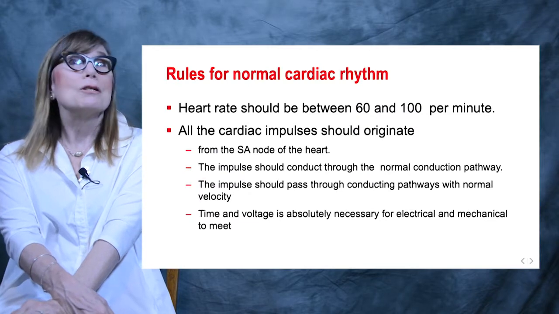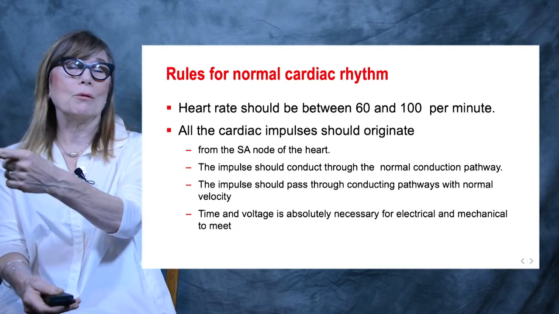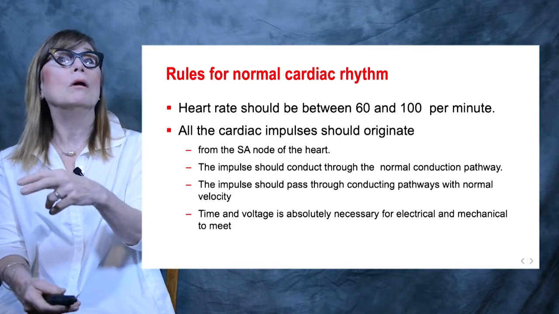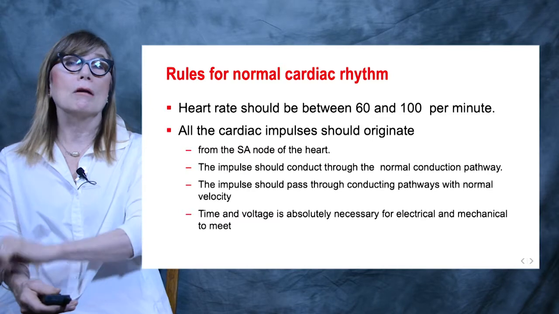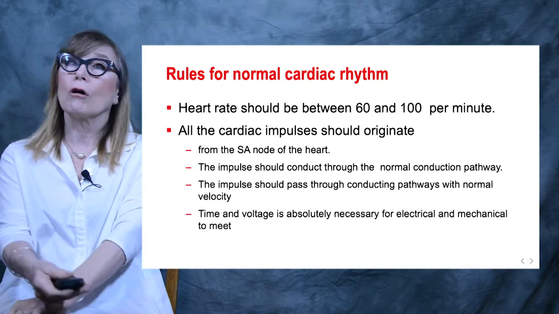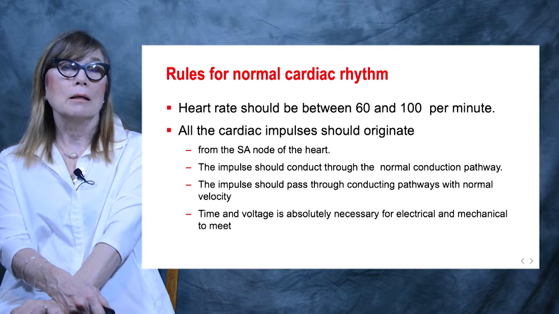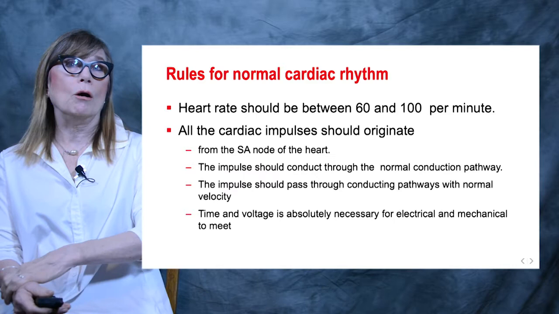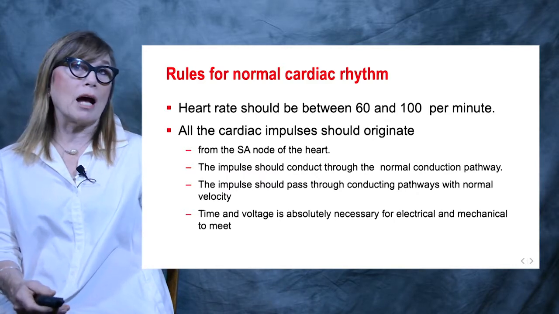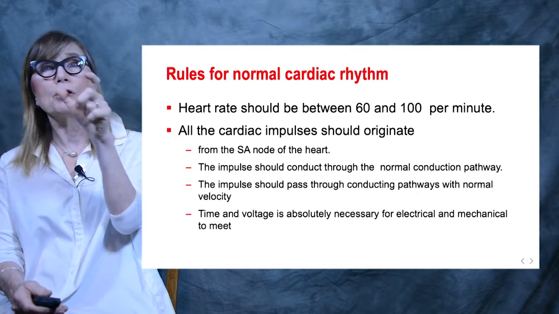All right, so rules for normal cardiac rhythm. Every P should have a QRS. P to P should equal R to R, or QRS to QRS. PR interval should be constant, and the overall heart rate should be between 60 and 100 per minute. All impulses should originate from the sinus node, and you know they're from the sinus node because they are firing at a rate of 60 to 100.